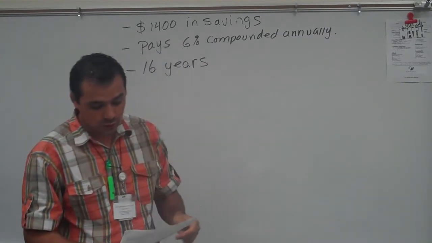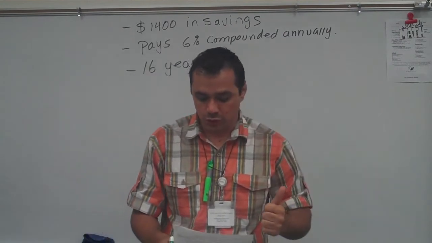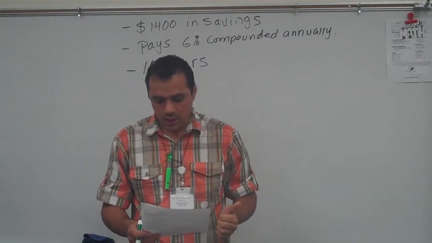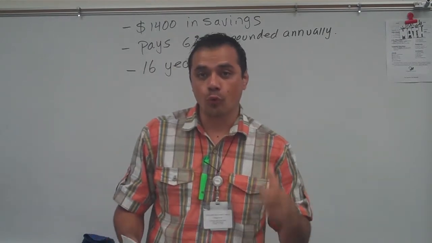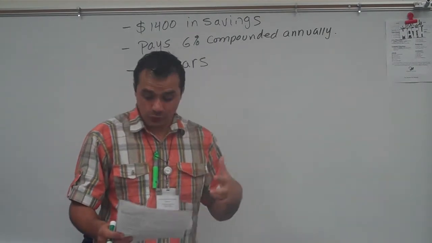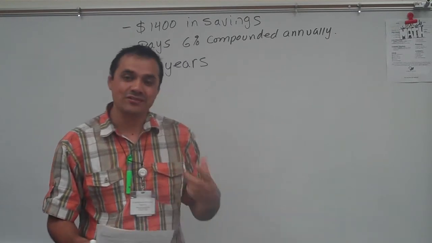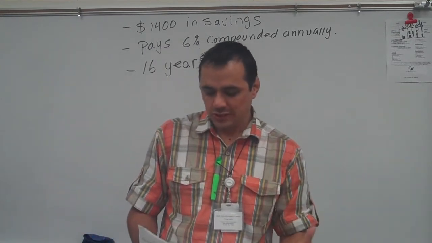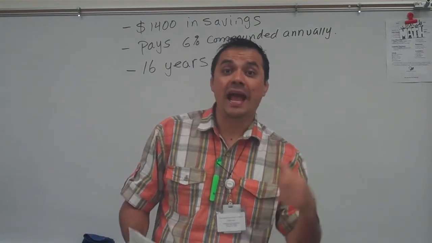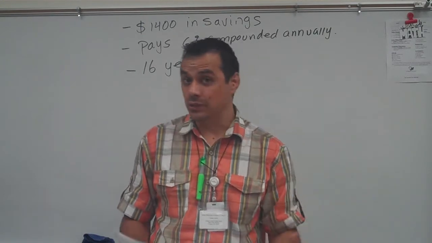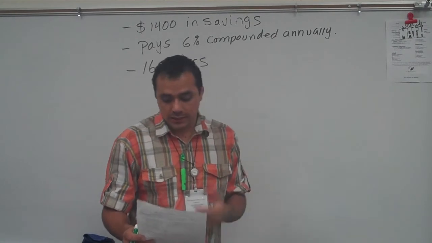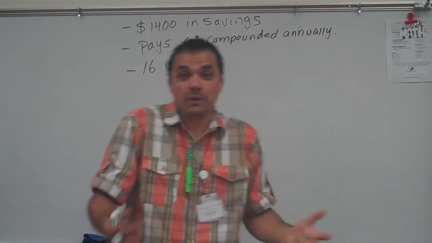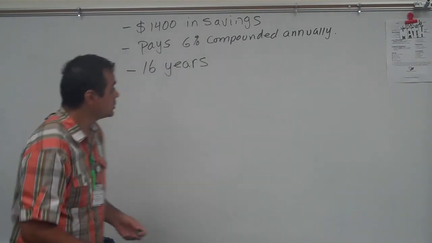It says, the parents of a newborn child decide to start saving for a child's college education. They put $1,400 into a savings account that pays 6% interest compounded annually. Compounded annually, that's the key right there. What will be the total amount of money in their account after the 16 years that the money is going to be in there?